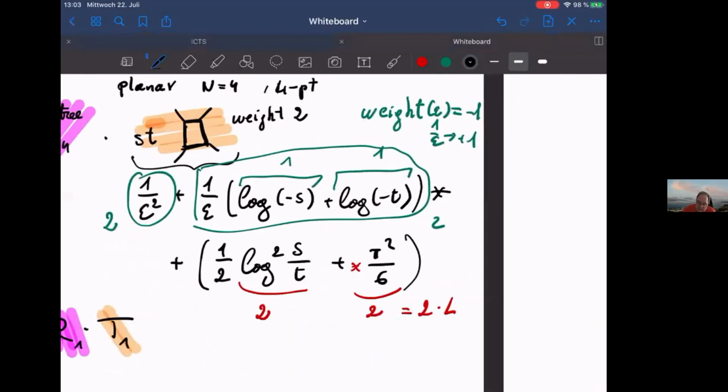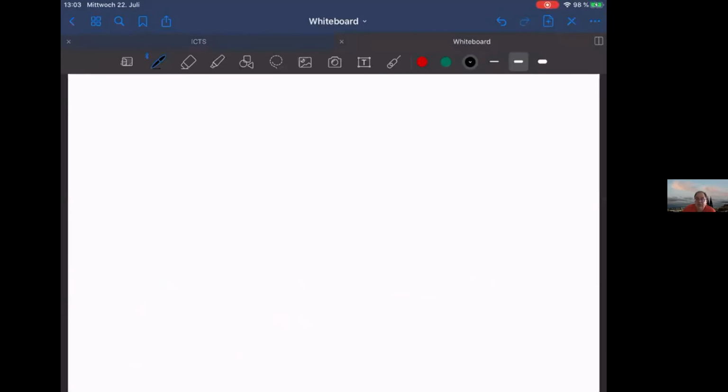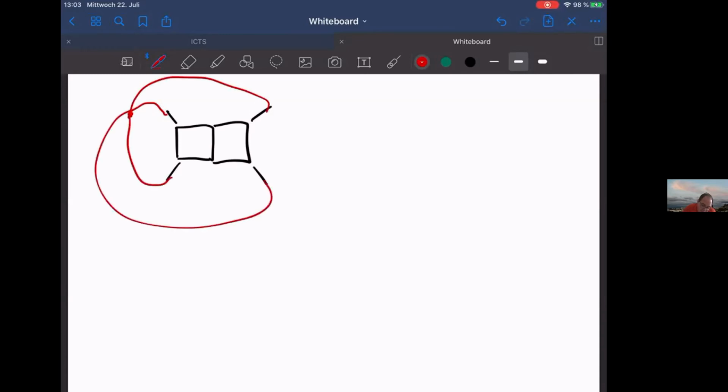So just to make sure everybody's on the same page, what does it mean, planar? Planar means that you can embed the graph on a plane without lines crossing. For example, this graph is planar. Why is it planar? Well, to see that, add a point, and you can see that you can connect all the external lines to this point, and there's no lines that cross. A diagram that is not planar would be this one.